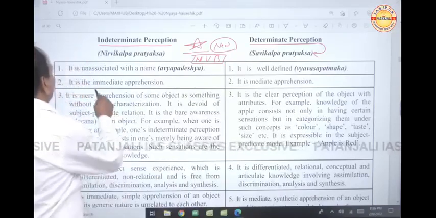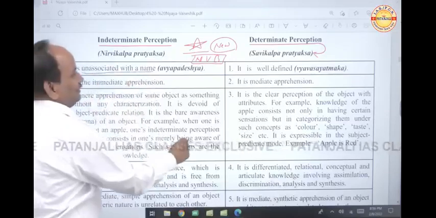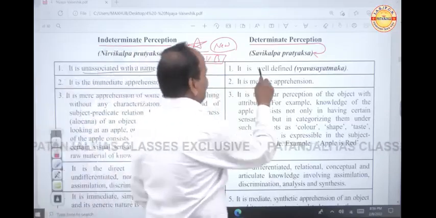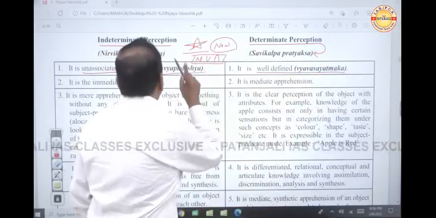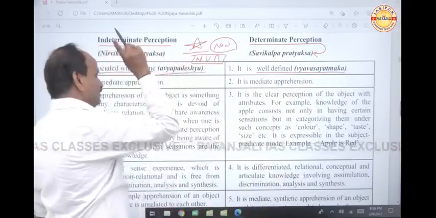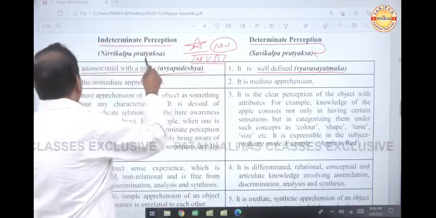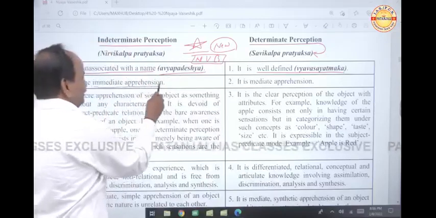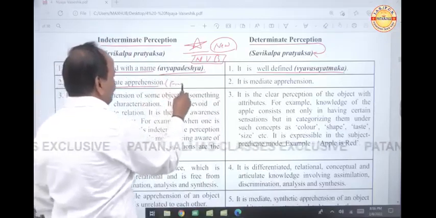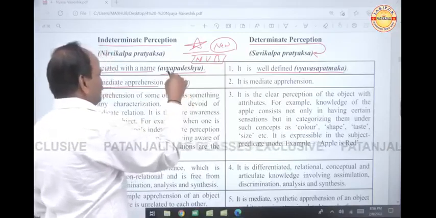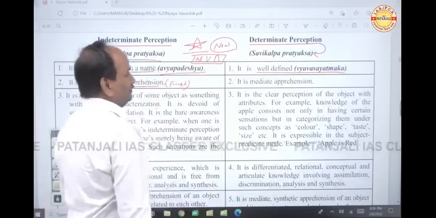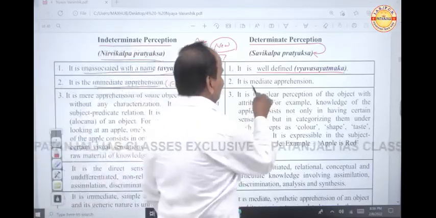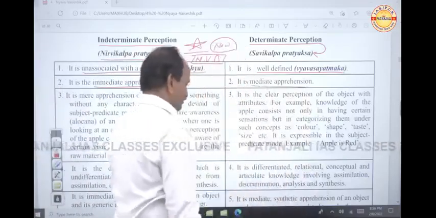It is unassociated with a name. It is well defined. You will remember in the definition of perception it is vyavasayatmakam avyapadeshya. So the term avyapadeshya which we have written in that definition, it is immediate perception, first stage. When we find perception of something first of all, that is known as nirvikalpak. It is immediate apprehension. The other is the later developed stage.